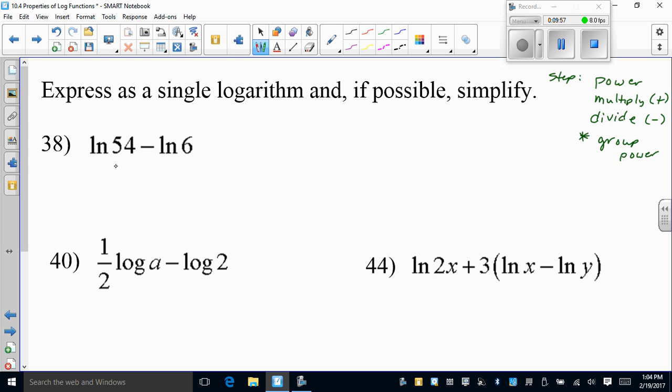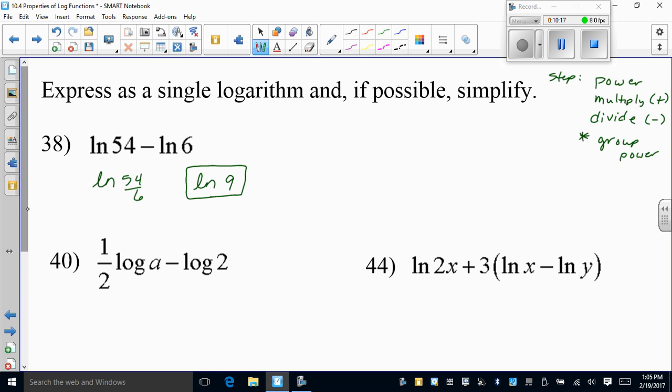So this is the natural log of 54 over 6. And this can be reduced because 6 goes into 54 9 times. So this is the natural log of 9. Nothing more to it. I only had the division thing to do.